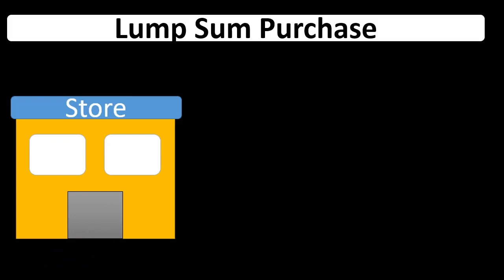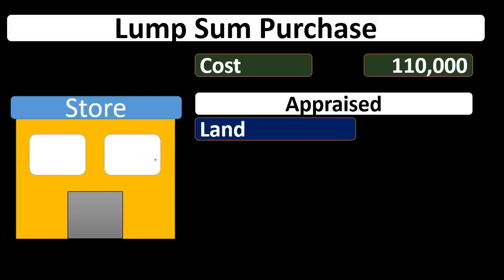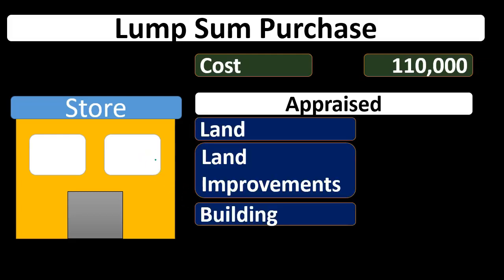Now, it's also important to note that we need to break these things out. For example, if we have a cost of $110,000 for the purchase of the store, which includes land, improvements, and building, we need to break these things out because they have different depreciable lives. One, we want to categorize them differently so that we know the value of the land versus the building. And two, we're going to allocate the cost over the useful life in different ways.